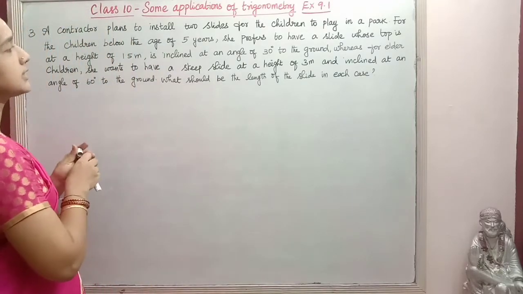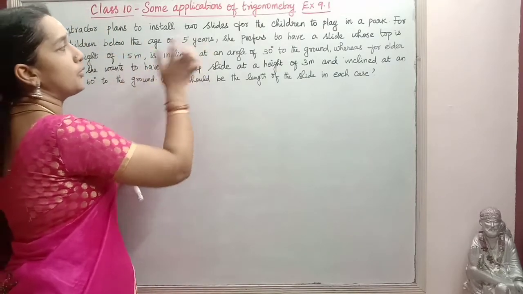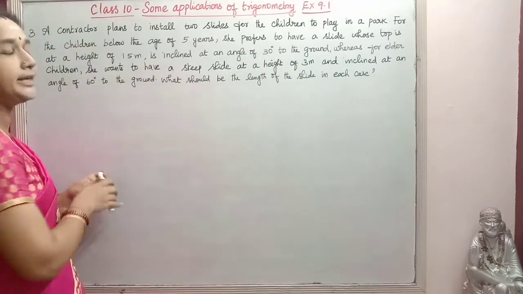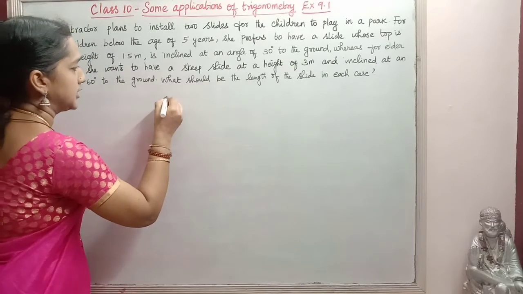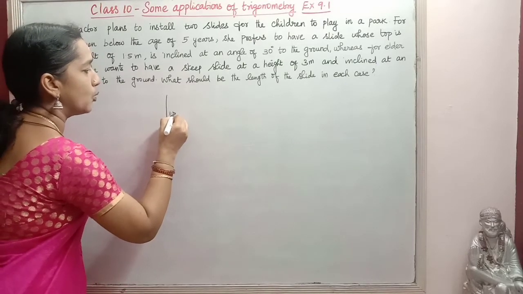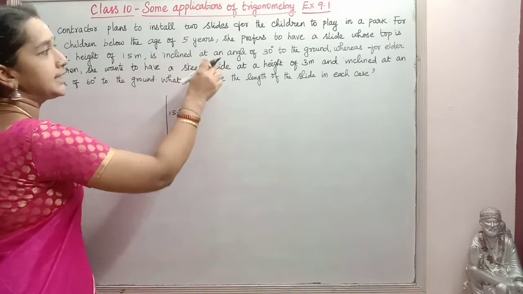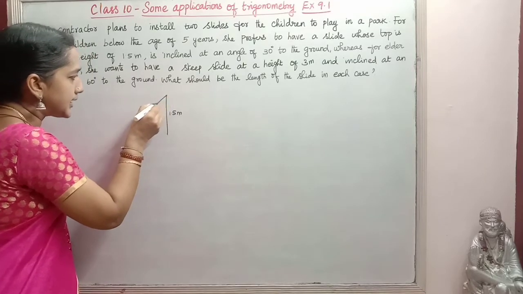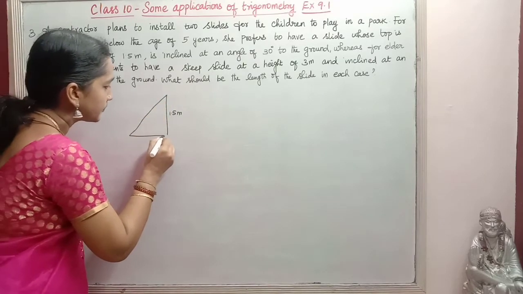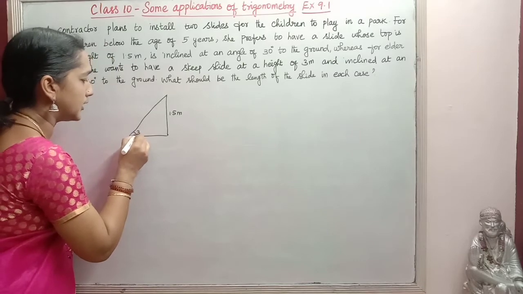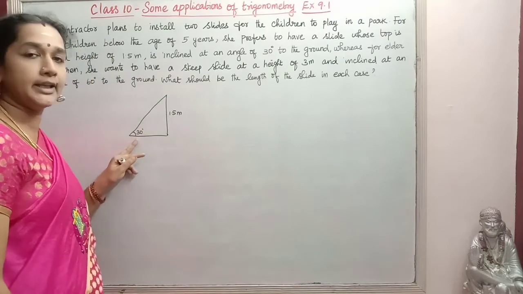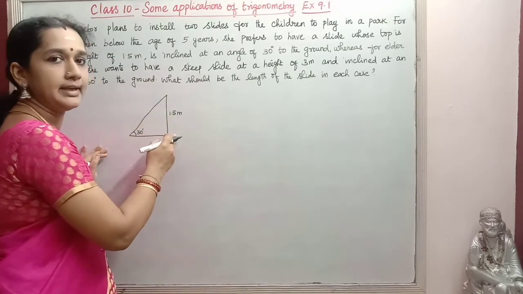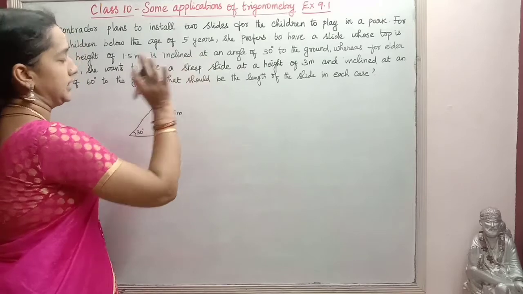So first one is, for the children below the age of 5 years, she prefers to have a slide whose top is at a height of 1.5 meter. So the height of the slide is 1.5 meter, inclined at an angle of 30 degree to the ground. So this is the ground level, the horizontal level. So 1.5 meter height is given for the slide.